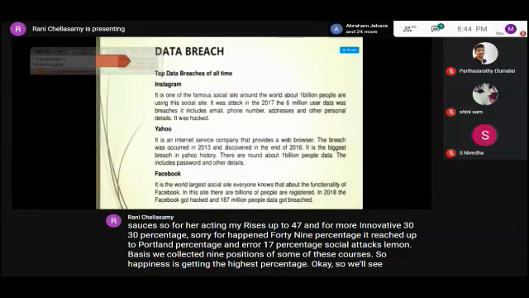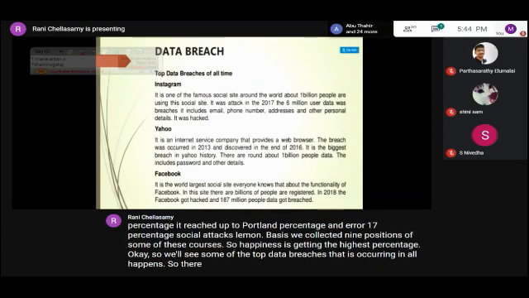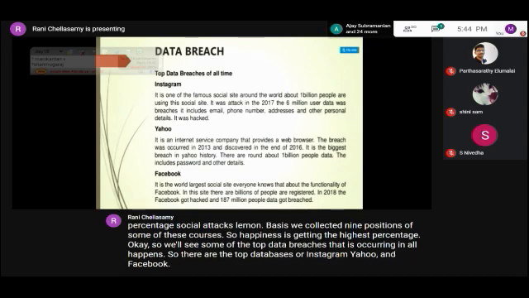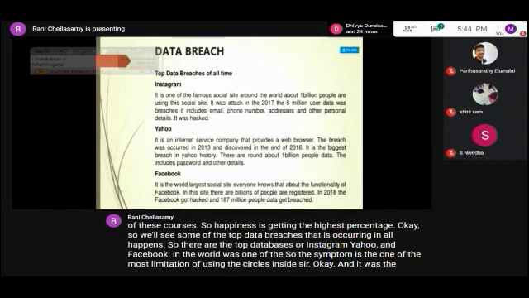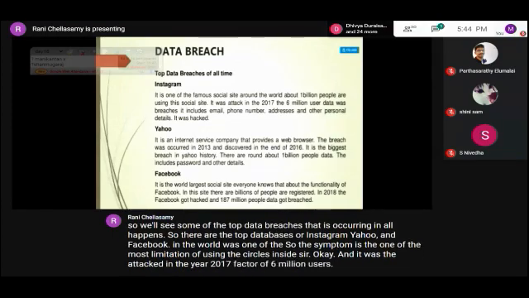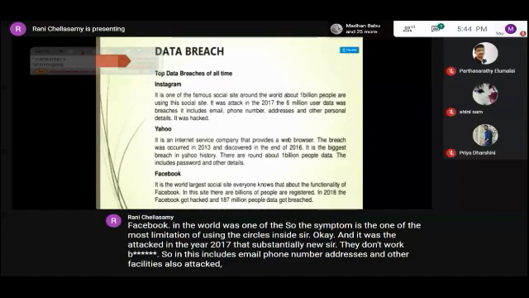Okay, so we'll see some of the top data breaches that have occurred of all time. The top data breaches are Instagram, Yahoo, and Facebook. Instagram is one of the most popular social sites around the world. About 1 million people are using this social site. And in the year 2017 there was an attack in which 6 million users' data was breached. This includes email, phone numbers, addresses, and other personal details. It was hacked.